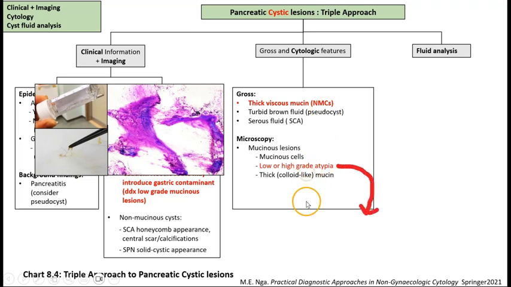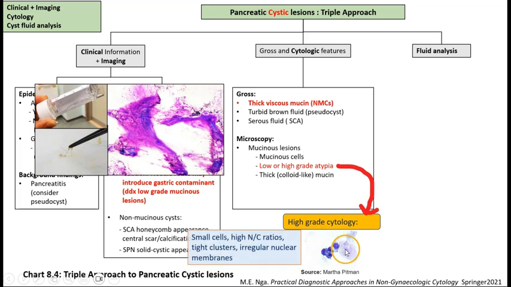In terms of low or high-grade atypia, the classical features in high-grade cytology are cells that are actually small, not generally large or pleomorphic, but rather small, with high NC ratios and irregular nuclear membranes, and these usually form tight clusters. As for non-mucinous lesions, they do have their own characteristic cellular appearances depending on the lesion, and in these instances, immunohistochemistry can be extremely useful to clinch the diagnosis, because there are specific markers that can be done for serous cystadenoma, solid pseudopapillary neoplasm, and neuroendocrine tumor.